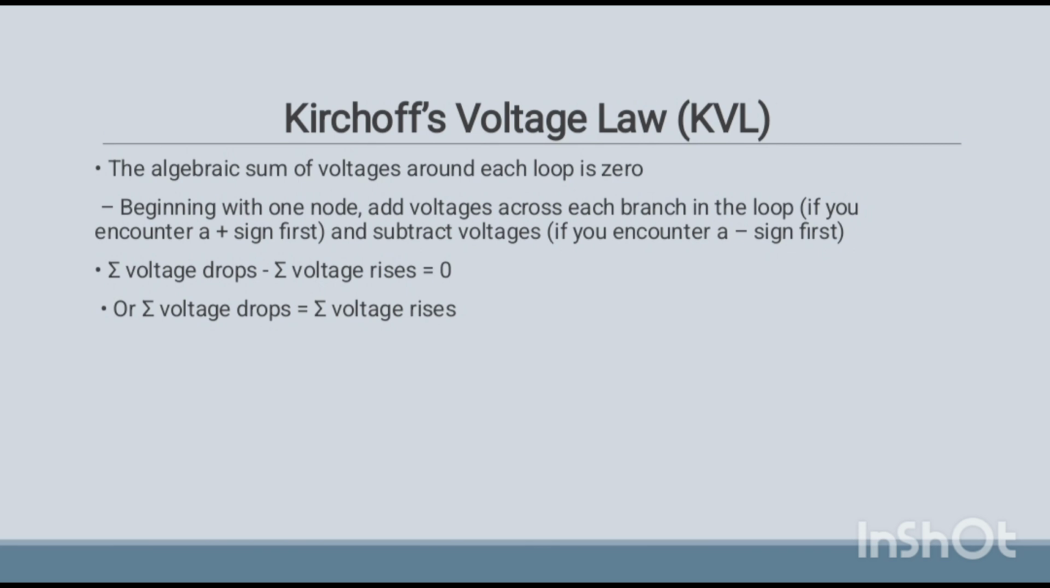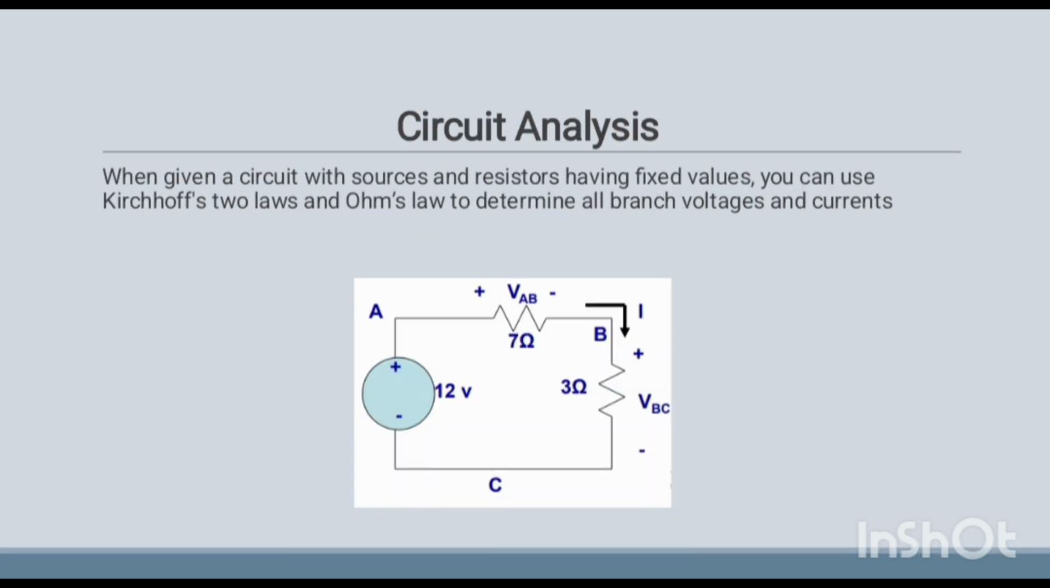Next, the circuit analysis. See here, KVL applies to any closed path in a circuit, starting and ending at the same node. When tracing a loop, voltage gains are typically treated as positive and drops as negative. A common approach is passing through a component from positive to negative. Using Ohm's law, the voltage drop across a resistor is V equals IR. See here the example, VAB equals current into 7 ohm and VBC equals current into 3 ohm.